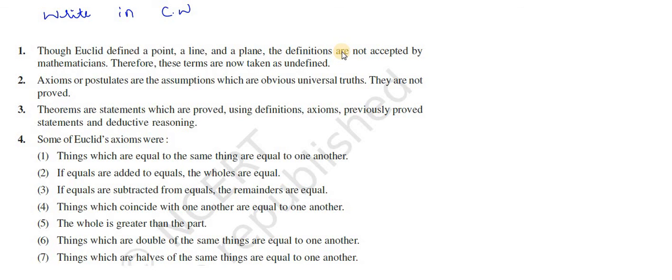Next, what are axioms or postulates? Axioms and postulates are assumptions which are obviously true and do not have to be proved. In later classes, I'll give the exact definitions of axioms and postulates and the difference between them. For now, you should write like this, as points: first point, second point, third point. And theorems and other statements are proved using definitions, axioms, previously proved statements, and deductive reasoning. Euclid's axioms are important, so practice this and write Euclid's axioms one time in the classwork and one time in the homework book, if you are maintaining a homework book.